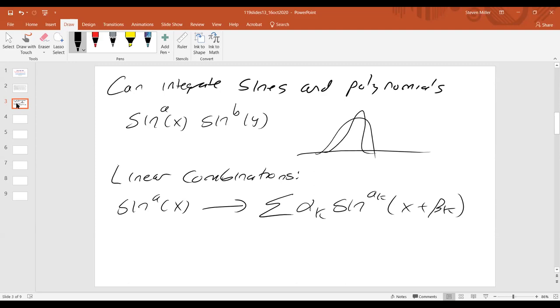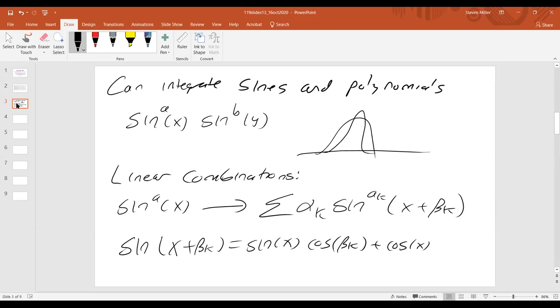If you use your trig identities, we know the sine of x plus beta k is the sine of x cosine beta k plus cosine x sine of beta k. This is a constant, this is a constant. And so we'll just get more trig things again if we put in shifts like this.